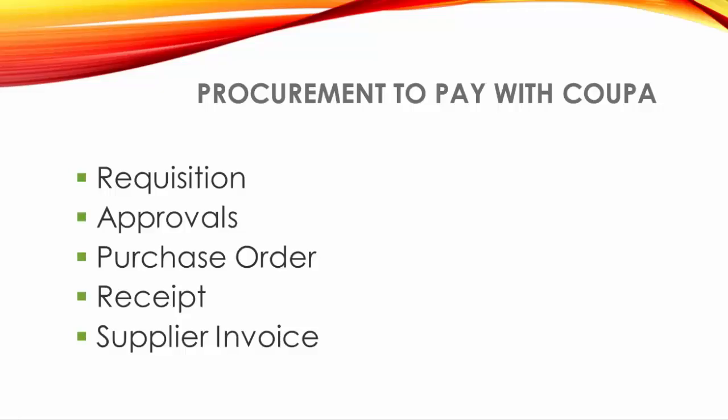I want to show you how the basic procure to pay process works in Coupa. We're going to look at requisitions. We'll go through an approval process. We'll create the purchase order. We'll do the receipt, and then we'll accept the supplier invoice. So let's take a look at it.